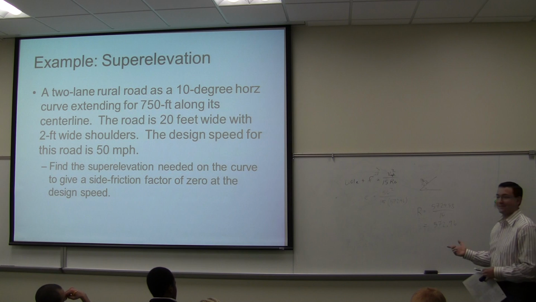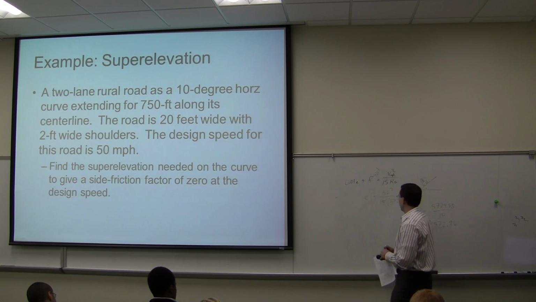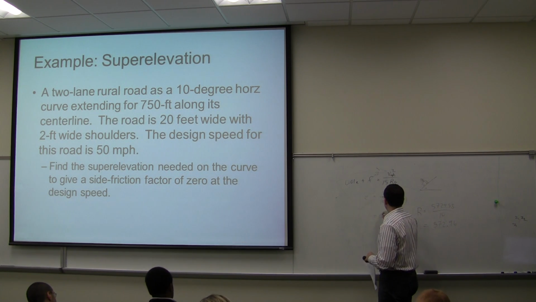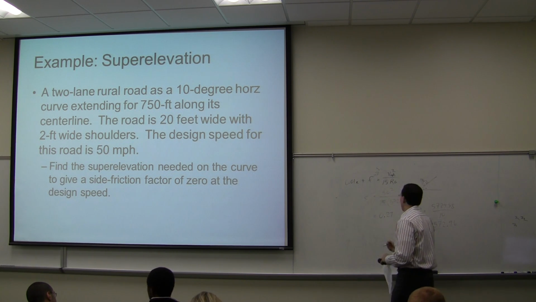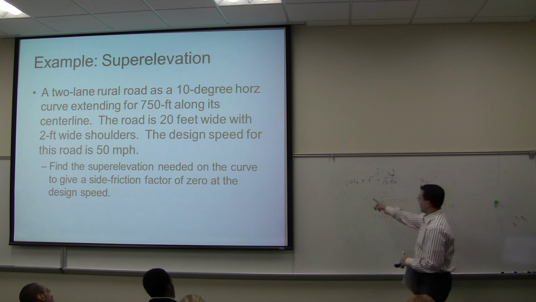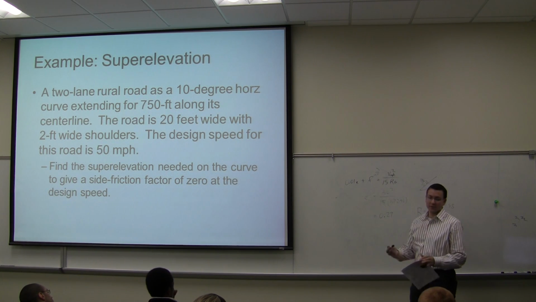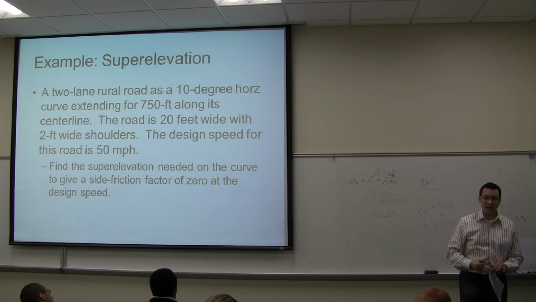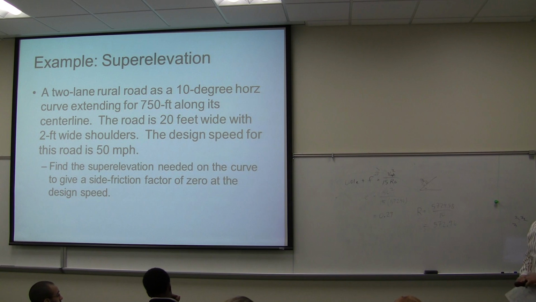Anybody get an answer here? 2.29. That's a lot of superelevation. Must be an X right there. Then, if we take the 0.01, we divide by it and we get this 29%. The only thing it's doing is taking a percent and converting it to a decimal.